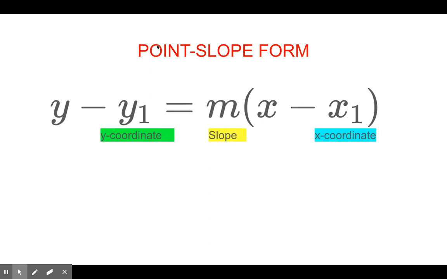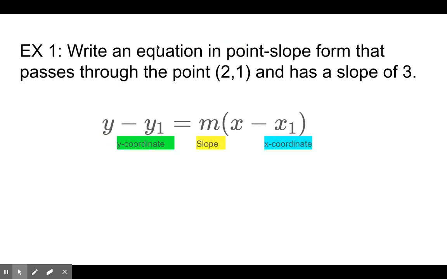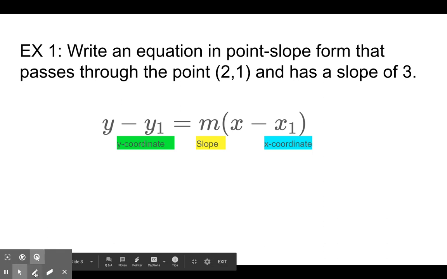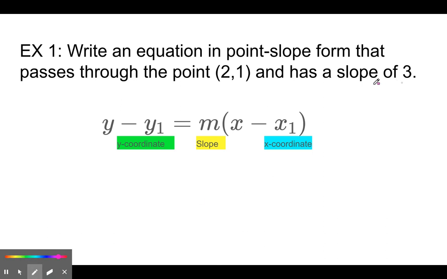All right? So let's take a look at an example. It says write the equation in point slope form that passes through this point and has a slope of 3. So the first thing we're going to do is label. We remember that slope is the m, so here we're going to replace this with 3. And then the x1 and y1 are going to come from the coordinate. So where it says y1, we're going to replace that with 1, and where it says x1, we're going to replace that with 2.